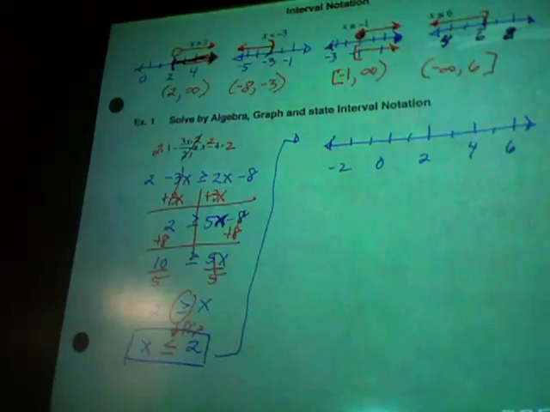All right, so you should have a bracket at 2 or a closed circle at 2 and an arrow going to the left.